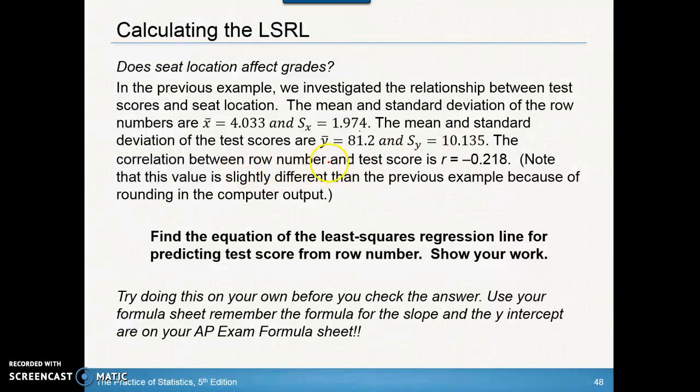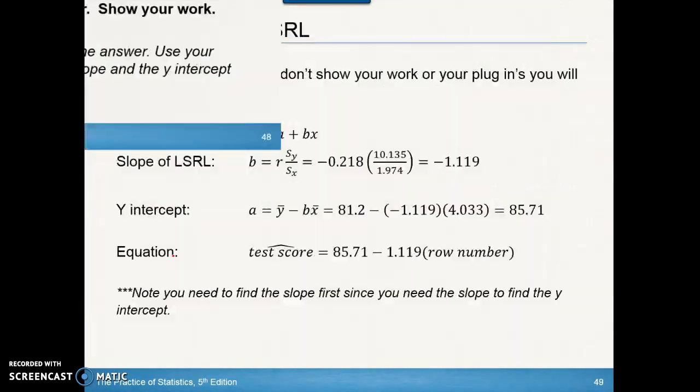The correlation between the row number and test score is r is negative 0.218. Now this is slightly different from the previous example because of the rounding in the computer output, but that's okay. Find the least squares regression line for predicting test score from row number, show your work. Go ahead, try this, hit pause, and when you're ready to see the answer, go ahead and hit play. Did you remember to use your formula sheet for the slope and y-intercept from your AP exam formula sheet?